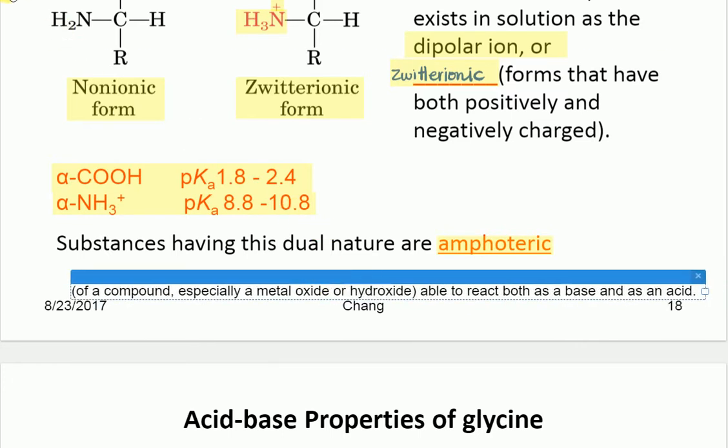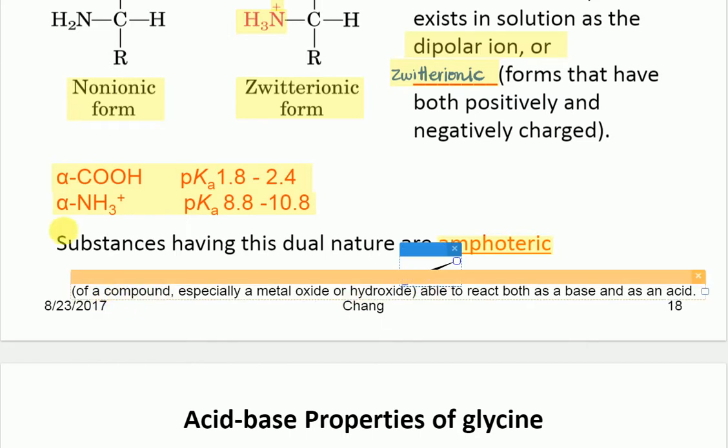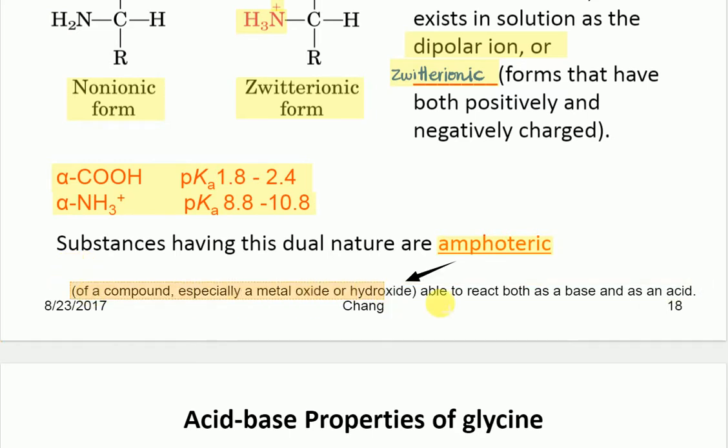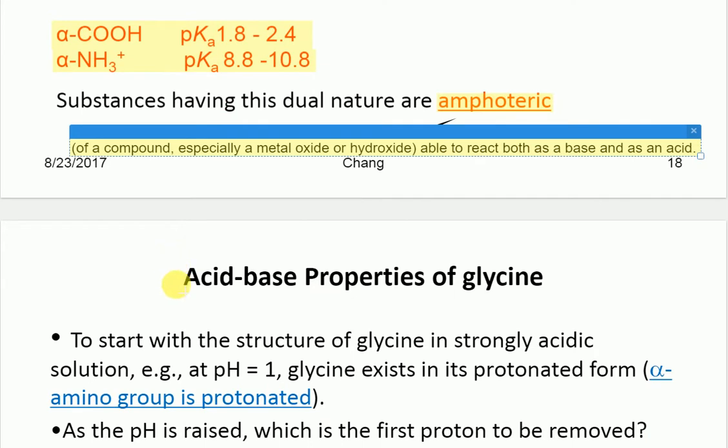So, definition. Let's try and put an arrow to this definition. Let's highlight it. Okay, moving on, acid-base properties of glycine.